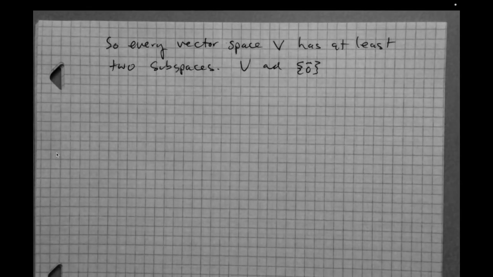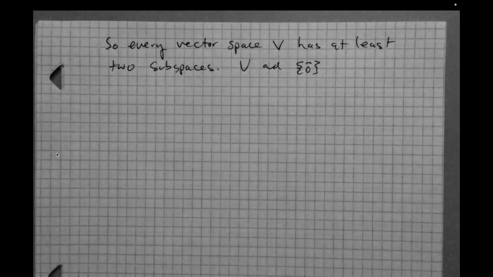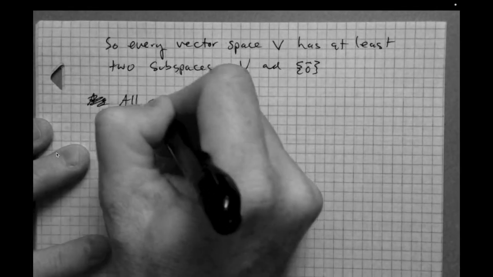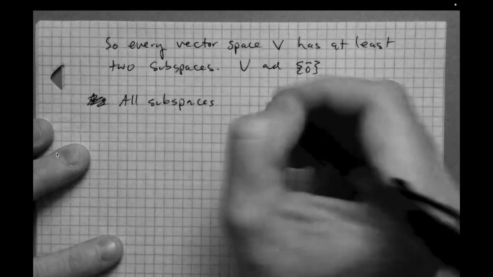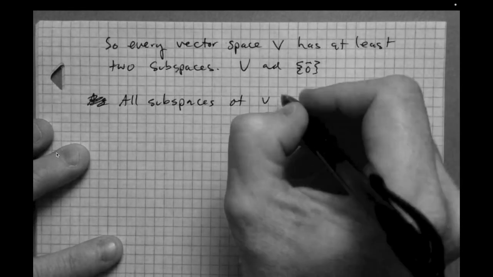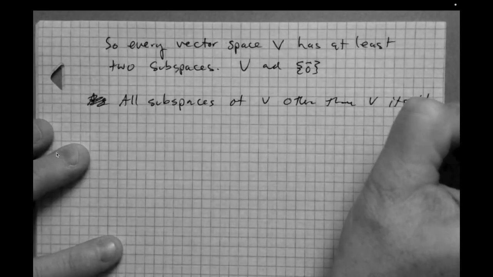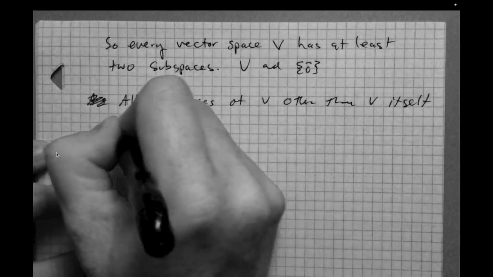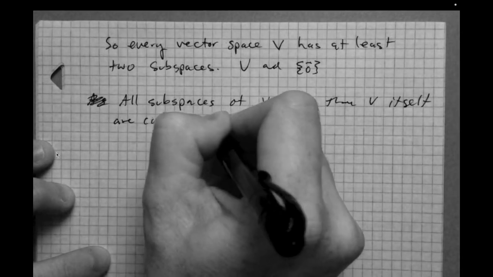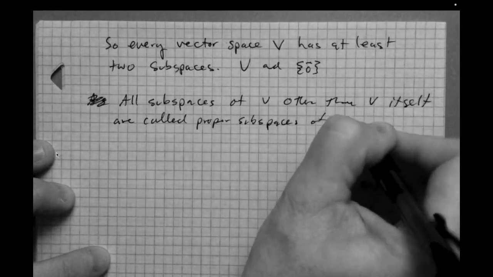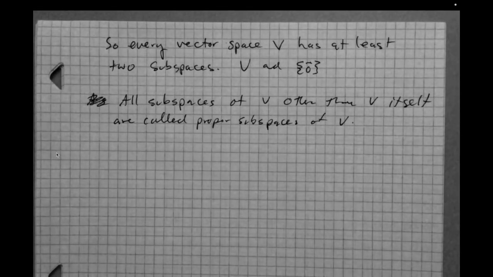And so the fact that V is a subspace of itself brings into question the concept of a proper subspace. So all subspaces of V other than V itself are called proper subspaces. Okay. Perfect.